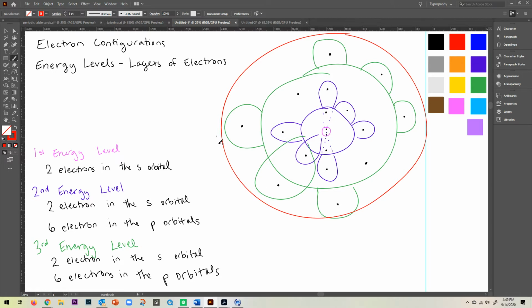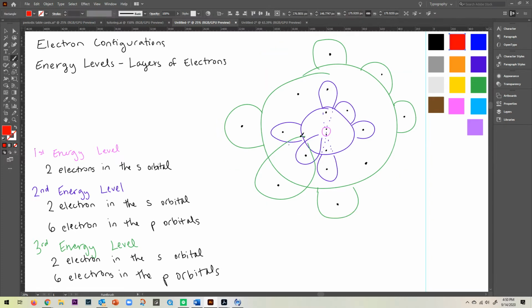And actually then we start getting into really complex stuff because it turns out there's another kind of orbital, but let's just leave it there. Let's not go too wild. Let's just leave it at our third energy level. These are all the electrons that you can possibly have in the third energy level. Okay, that's what I want you to understand.